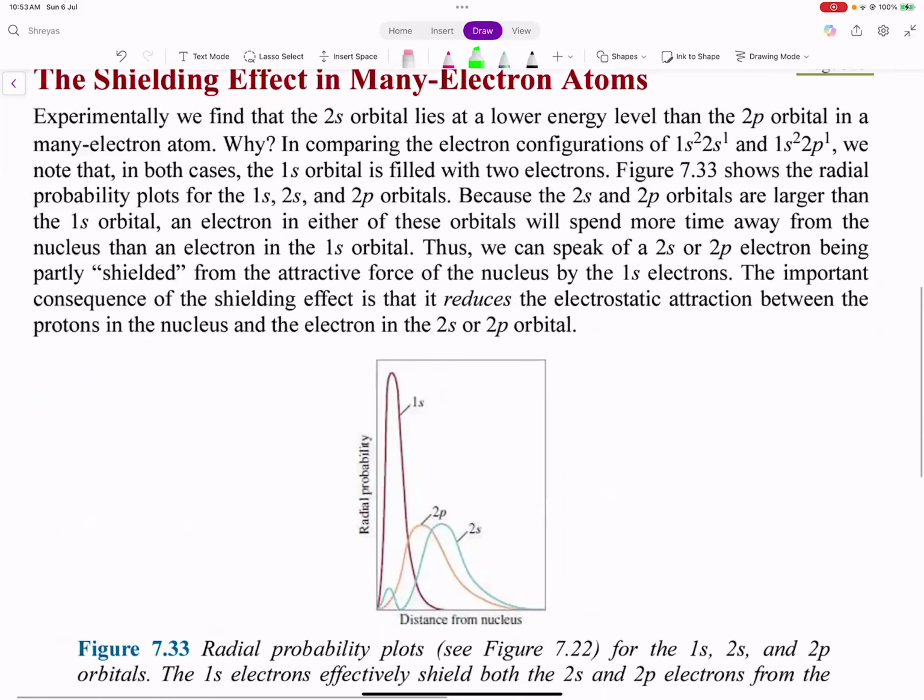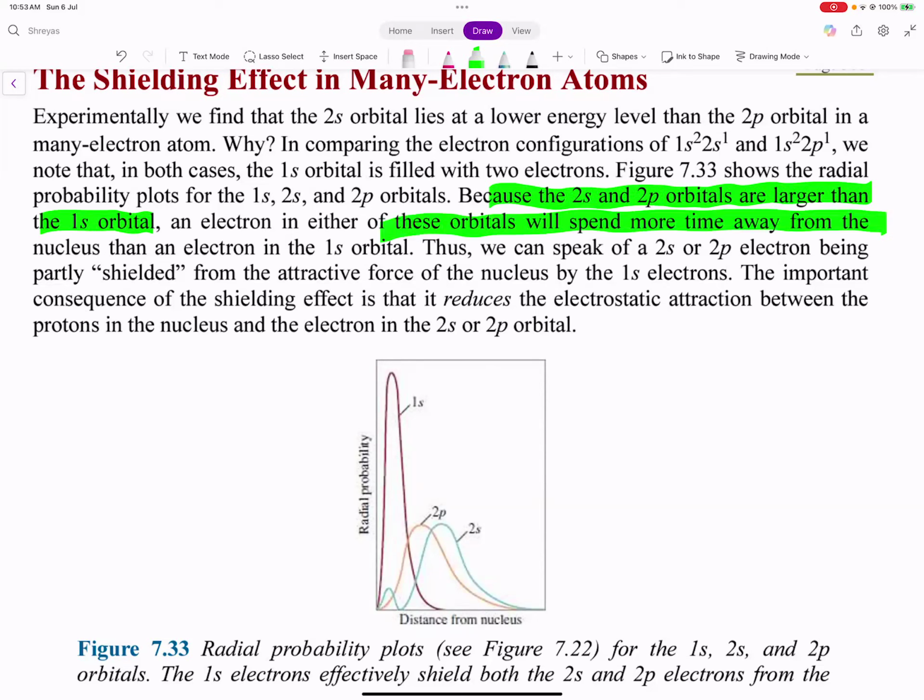What they are saying is that experimentally we find that the 2s orbital lies at lower energy than the 2p orbital. Why? That is because the 2s and 2p orbitals, first of all, are larger than the 1s orbital, obviously, because the principal quantum number is 2. So an electron in these orbitals will spend more time away from the nucleus than an electron in the 1s orbital. The 1s orbital is closer to the nucleus.